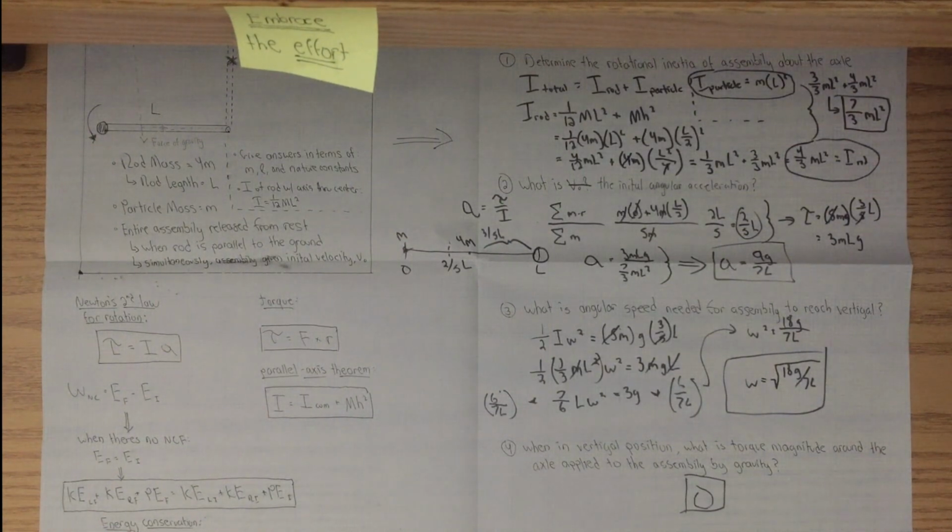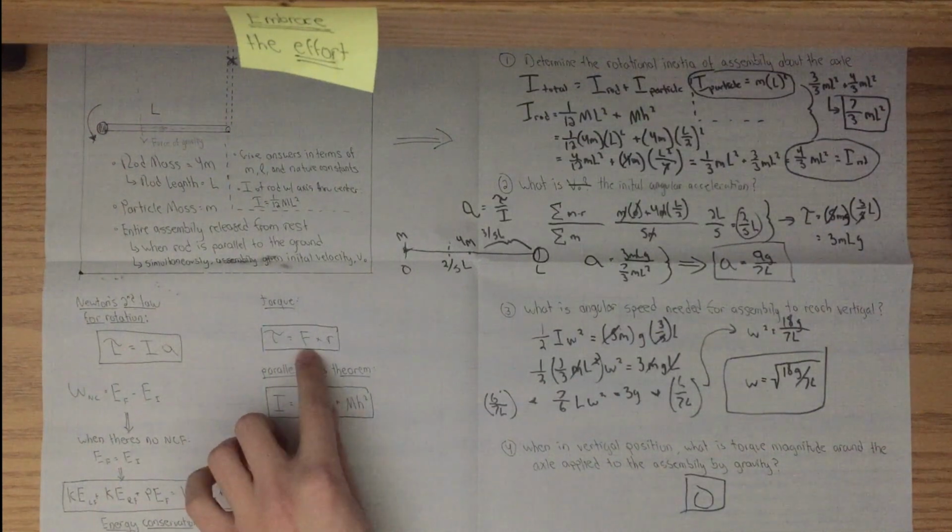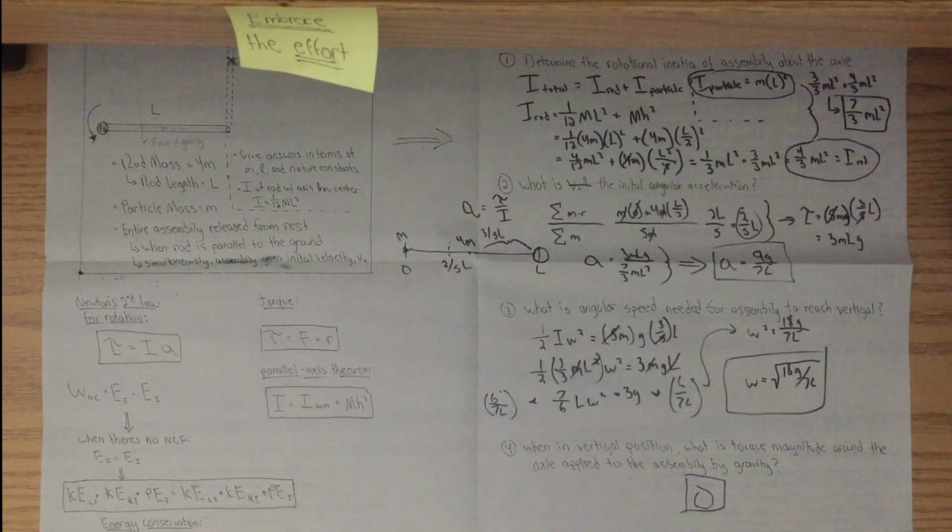On to our final question. Question 4. When in the vertical position, what is the torque magnitude around the axle applied to the assembly by gravity? Oh, okay. Kind of weird wording, but essentially, what torque is being applied to our assembly by gravity? All right, and again, what is torque? It's the force times the distance of the moment arm. Well, the force is always going to be the same, right? Because the gravity, or no, my mistake. The force is not always going to be the same.